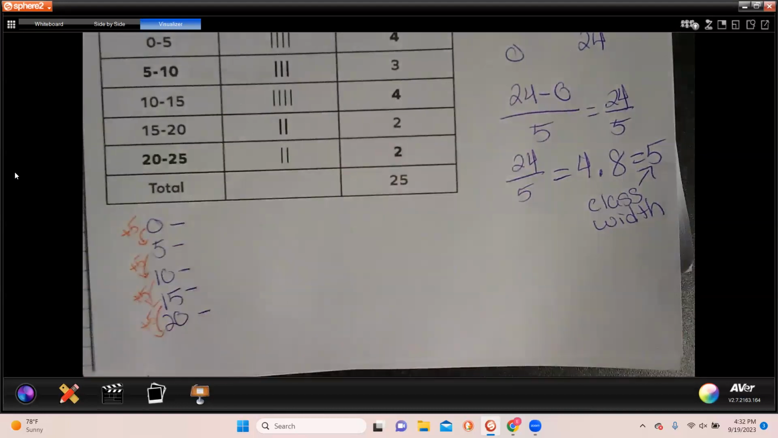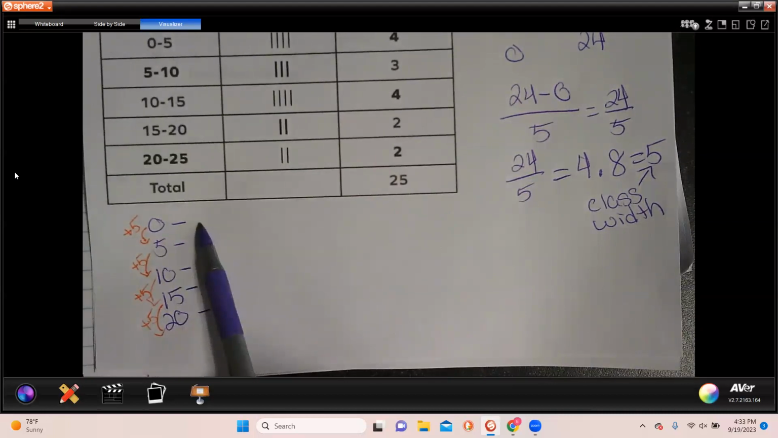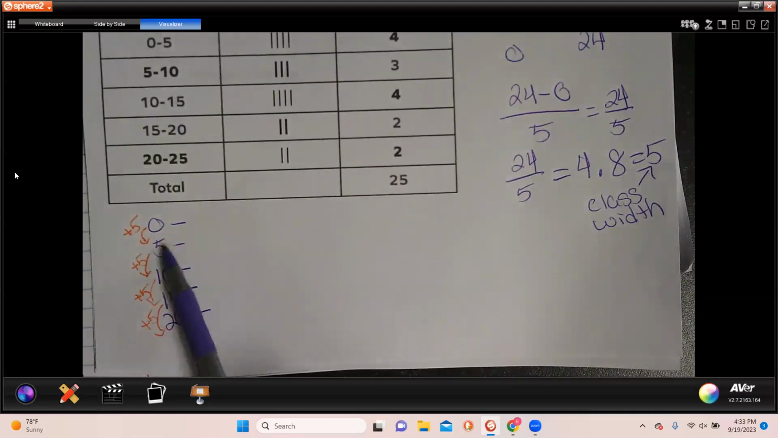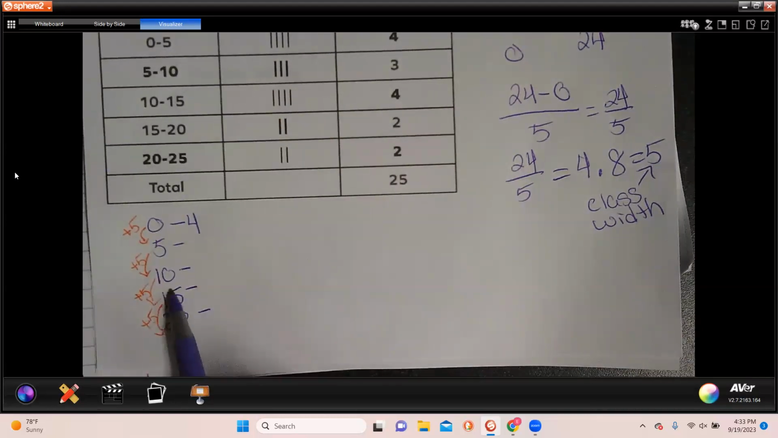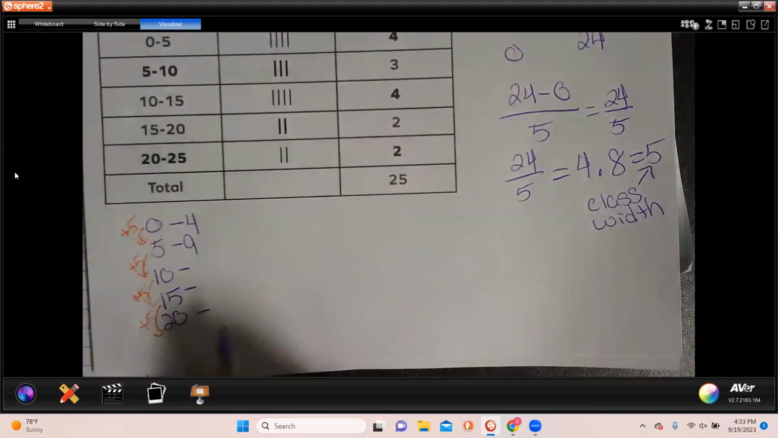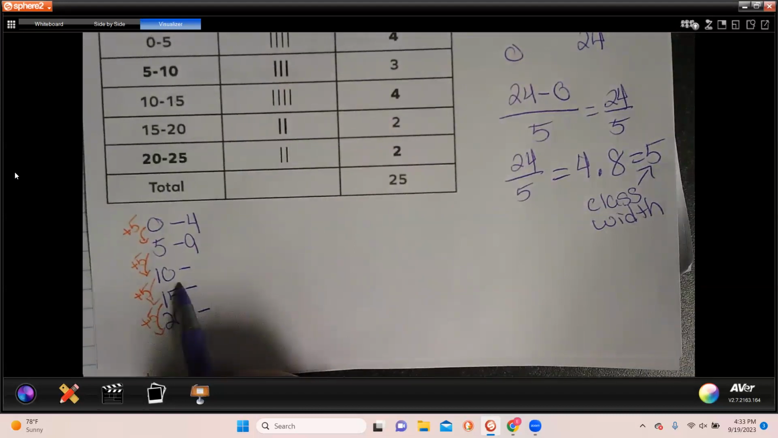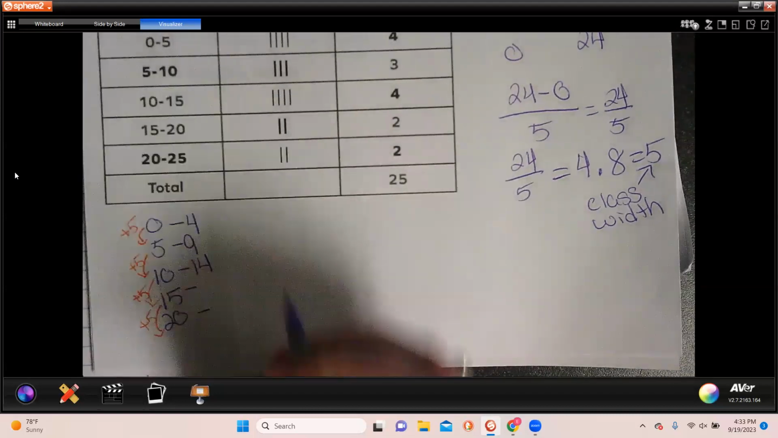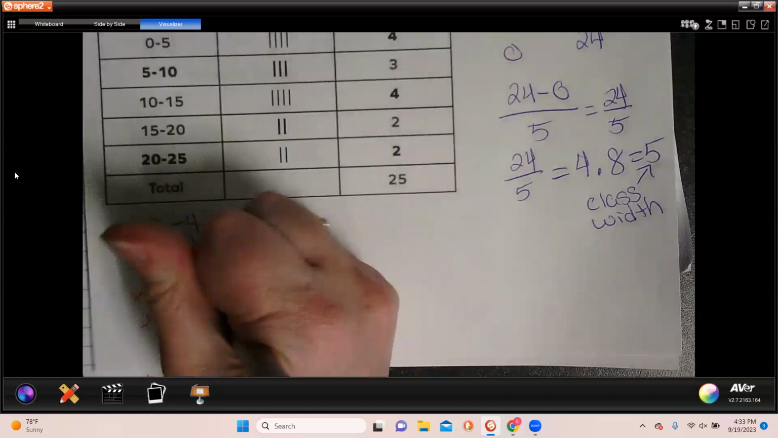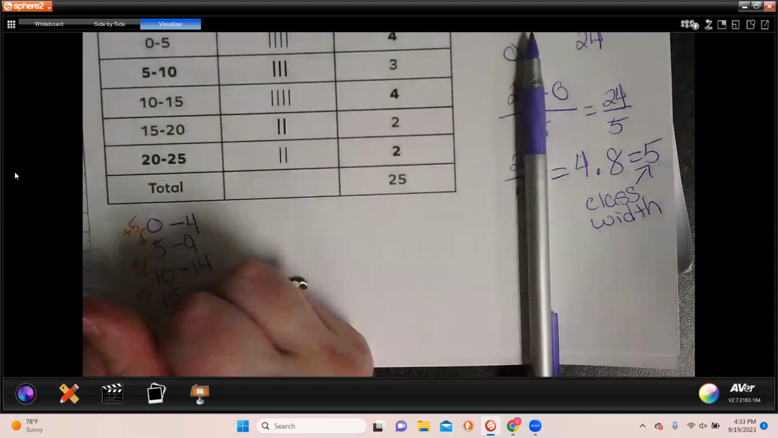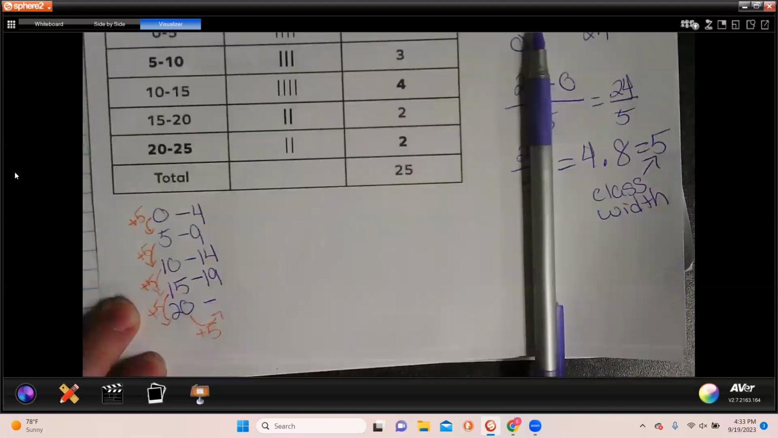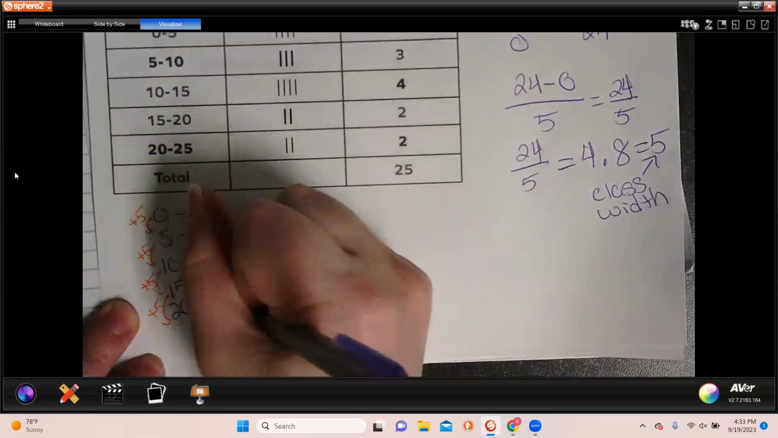Okay, so once I've completed this, then I need to make sure that my previous class ends one number below my next one. So if 5 is where this class starts, that means the first class ended at 4. If 10 is where this class starts, then the other class ended at 9. If 15 is where this class starts, then the previous class ended at 14. If 20 is where this one starts, this one ends at 19. And then if the class width is 5, then I must go 5 to round up my last class. So 20 plus 5 is 25.